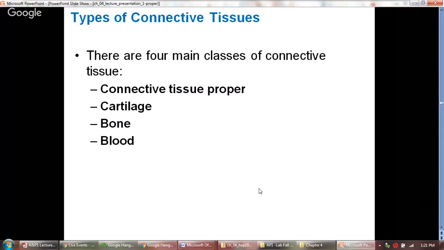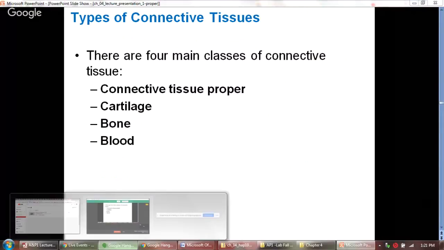Let's stop at this point and then we'll continue with the rest.